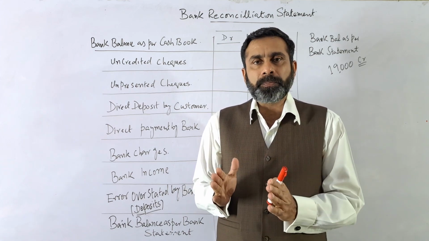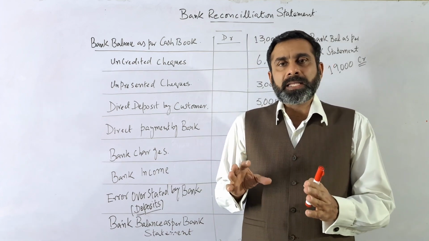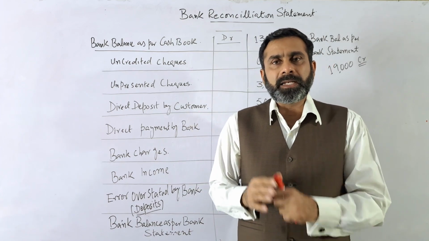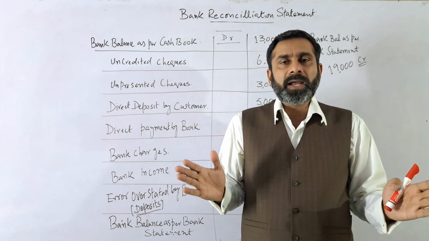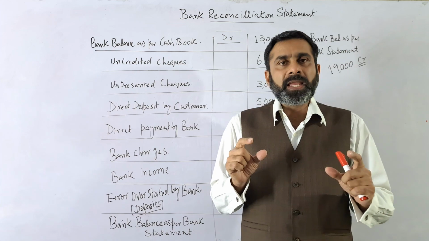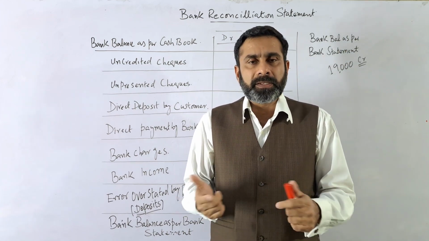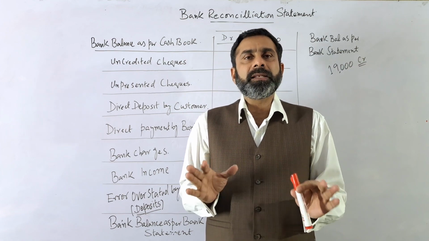Then in the second topic, we discussed that there are so many reasons why the balance as per the bank statement and the balance as per the cash book are different. So we have discussed the differences, and how those differences are treated in the bank reconciliation statement, but we haven't done any calculation.